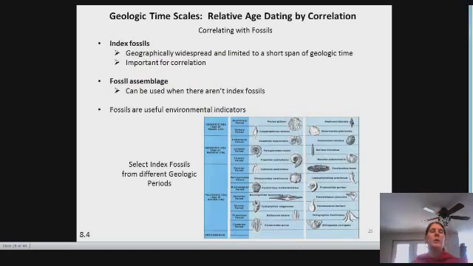When we correlate with fossils, we can't just use any fossils. The ones that we use are called index fossils. They have to be geographically widespread and limited to a short span of geologic time. If we had a fossil that existed through 80% of geologic history and existed all over Earth, well, it doesn't give us a good idea, because it could have been at any point in that 80% time span. If we can't use index fossils, we use fossil assemblages, or an analysis of all the fossils present in a rock unit. So fossils are useful environmental indicators.